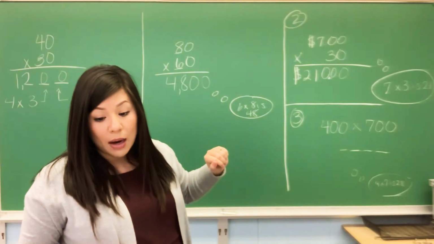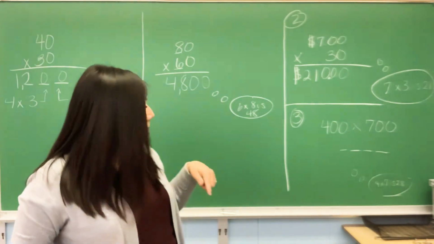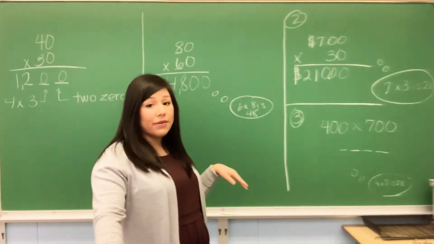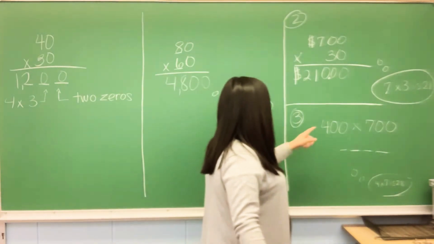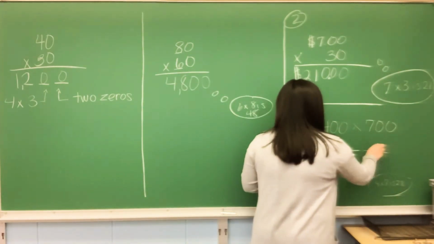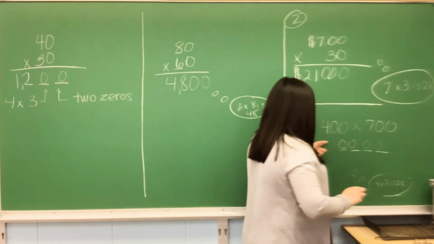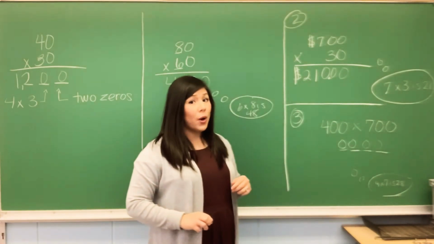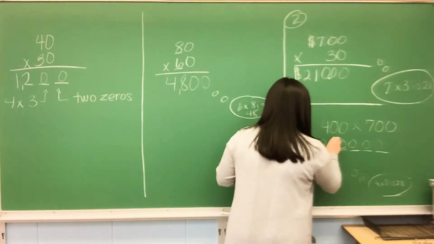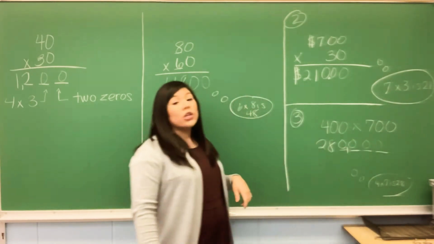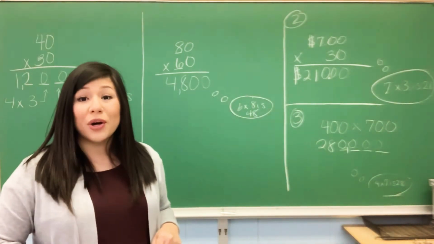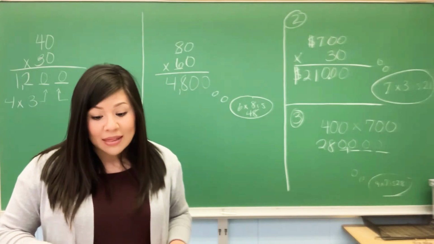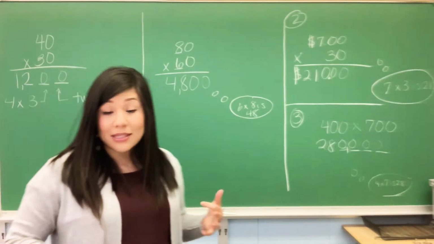Let's look at the next one. Number 3. Multiply this mentally. 400 times 700. Count the number of zeros that you have, 1, 2, 3, 4. Put those 4 zeros, and then think mentally, 4 times 7 is what? 28. Very good. So my answer is 280,000.